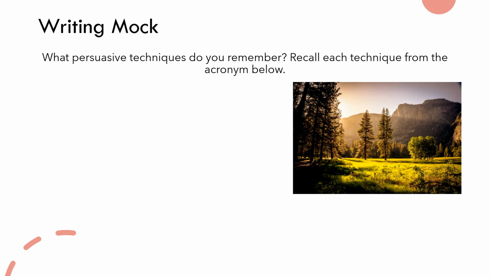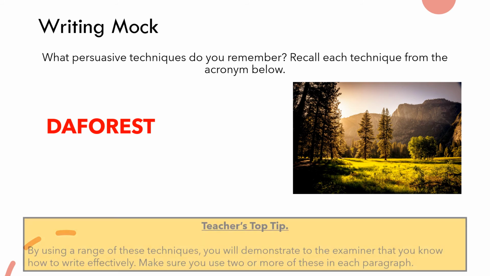When studying English, it can be really difficult to remember all of the different techniques that you need to use in your qualification. If we have a look at the acronym below, I want you to think, do you know what these stand for? So the acronym we're going to use here is DeForest, and if you're not sure what I mean by an acronym, it is a group of letters here, and each of these letters represent a different technique that we need to use in our persuasive writing.